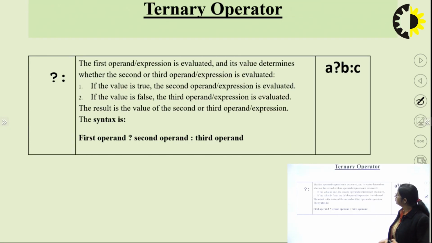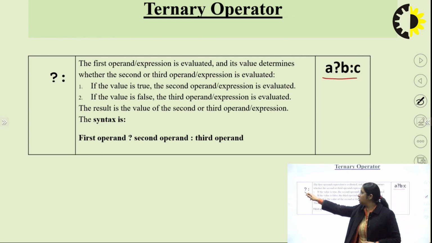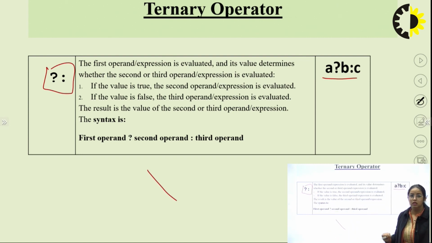Okay, next is the ternary operator. As I have told you, in the ternary operator we have 3 operands. It is also known as the conditional operator. We will also discuss this in our further slides in this video. So we will move forward.